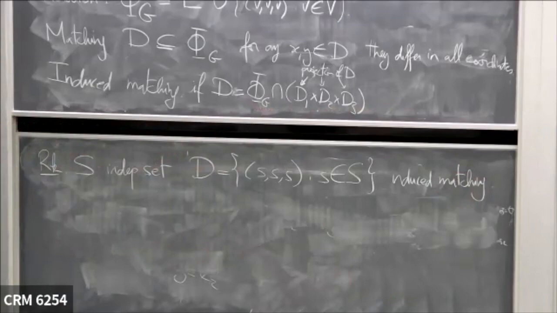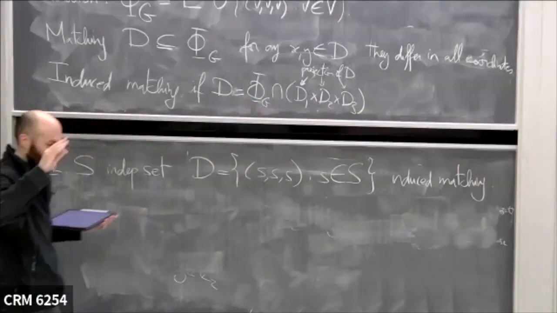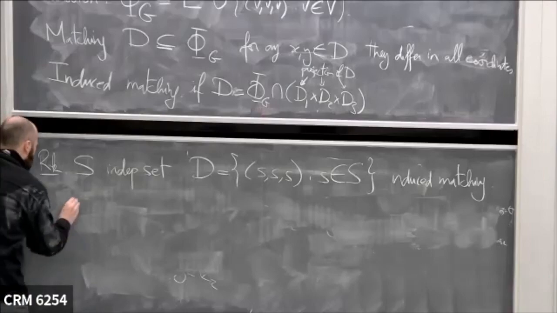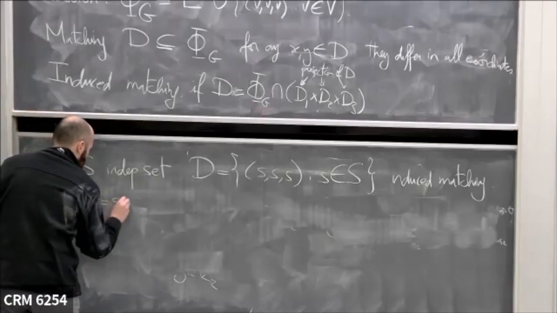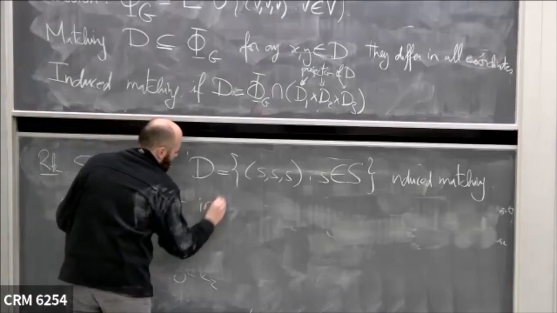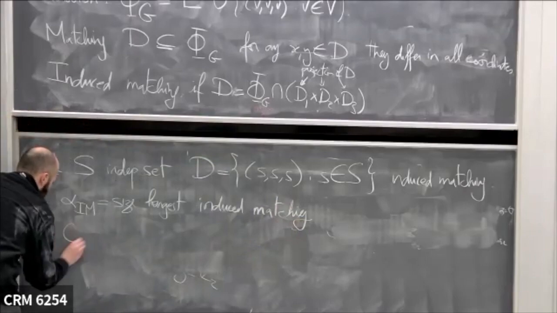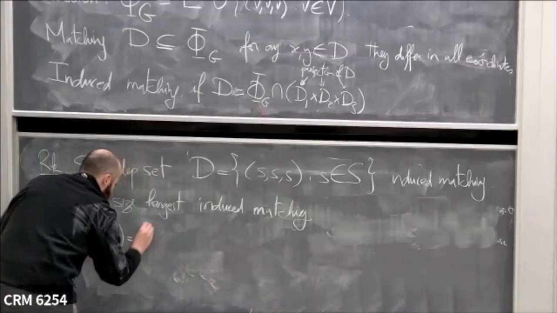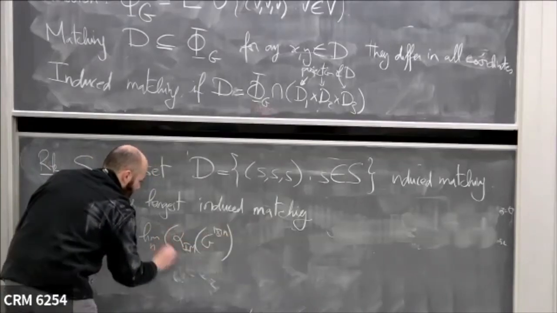But this is only an example of an induced matching. You could have things of completely different forms. If I think of my tensor and look at the subtensor indexed by S, S, S, I find that this is the identity tensor, or the unit tensor. I could also look at just a subset S, T, U, an arbitrary one, and as long as I find just the unit tensor, this is a valid induced matching. So we can similarly define alpha IM as the size of the largest induced matching, and also theta IM of G, equal to the limit of alpha IM of the n-th power, to the power 1 over n.